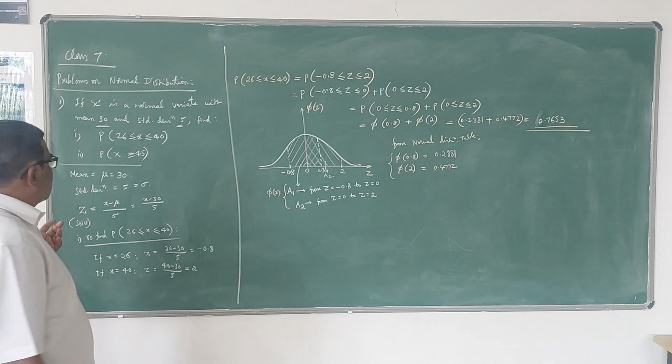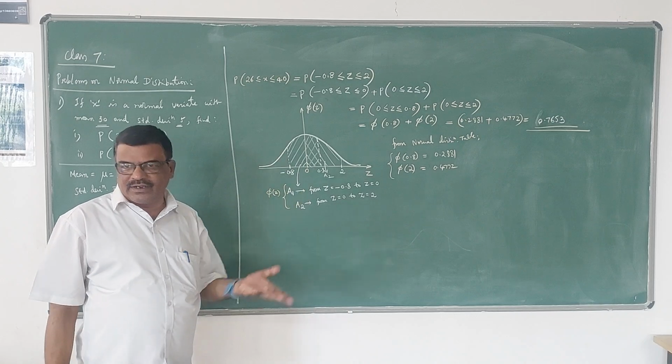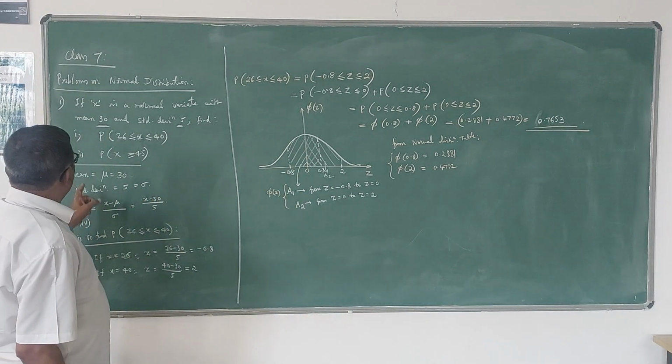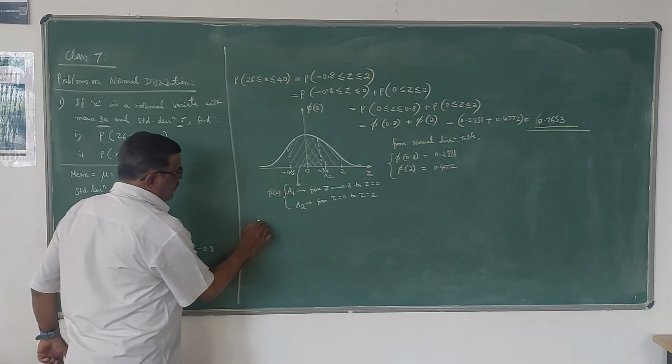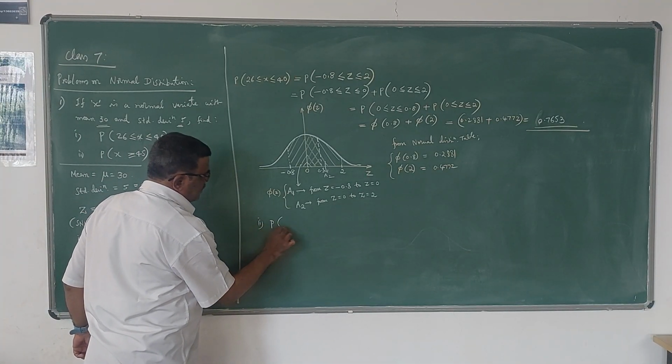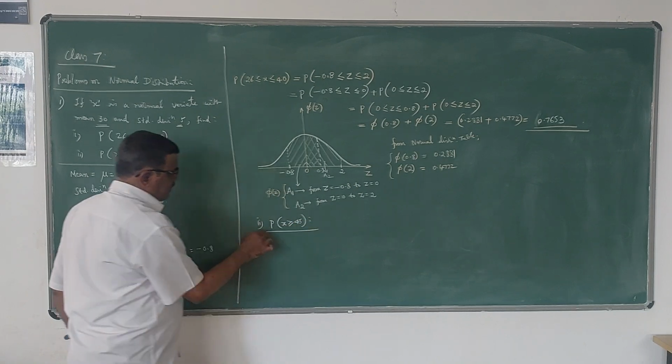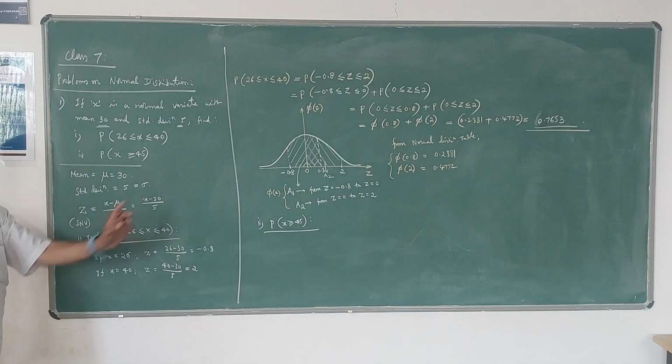So this is the easiest way: convert the value of x to the value of z and then use the table. Now second, what is asked? P of x greater than or equal to 45. What is the probability of the value of x being greater than or equal to 45? You have to find this now.